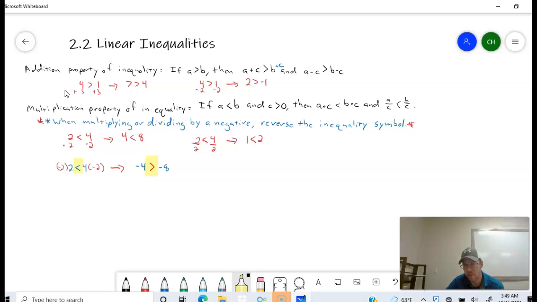With these types of problems, that's probably the most common mistake we make. We feel like we're doing well, we're solving these inequalities, we're moving numbers from one side to the other, but we forgot that we multiplied or divided by a negative number, and we forgot to change or reverse our inequality symbol.